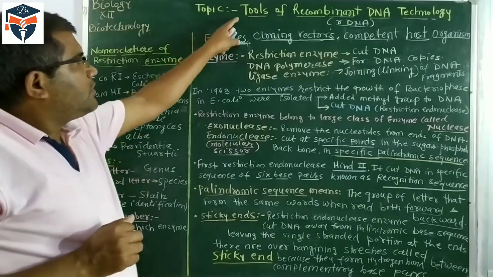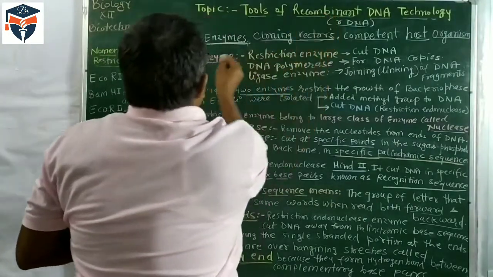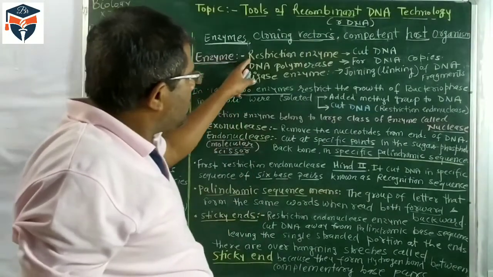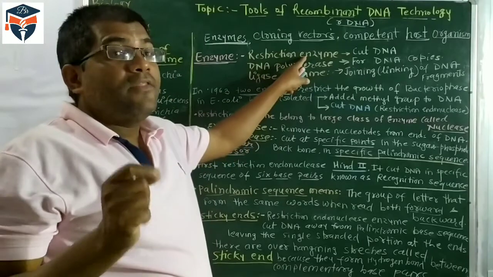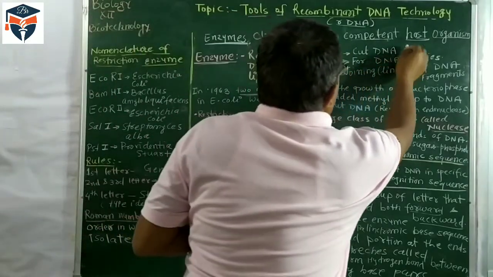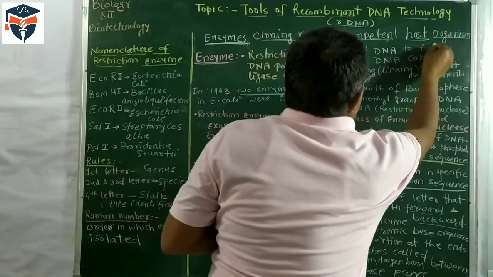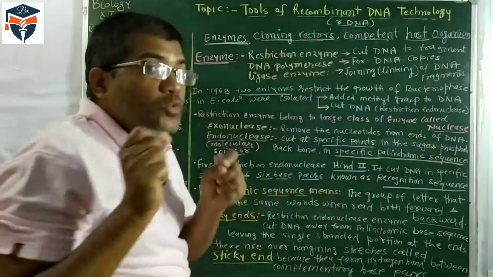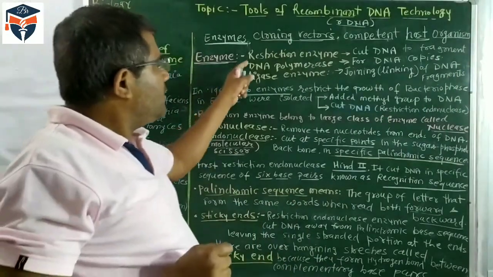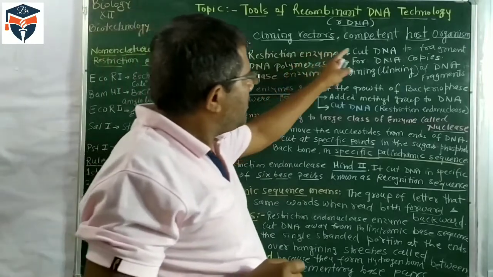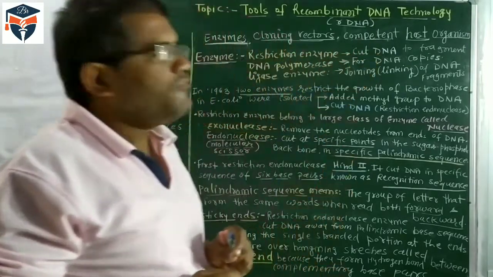Students, in recombinant DNA technology, basic enzymes are used. The first one is the restriction enzyme. This enzyme cuts the DNA into fragments. So the enzyme which is used for the cutting of DNA is called the restriction enzyme. Restriction enzyme cuts the DNA into fragments.